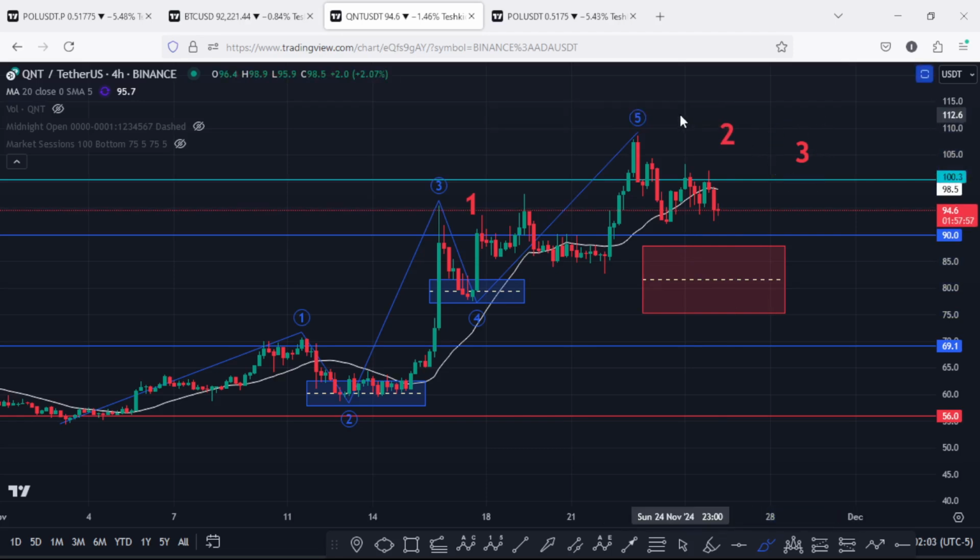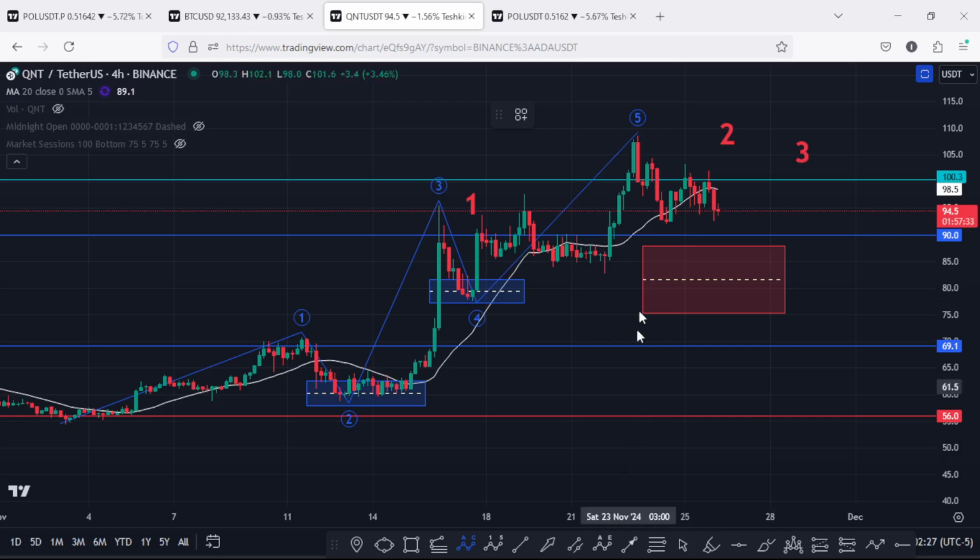So that means that the corrective structure is not bearish, it's bullish, because we are going to see a bit of a corrective structure in a wave 2 before we can finally bounce to the upside once again in a wave 3, possibly taking us back above the 130 USDT in the next coming days.